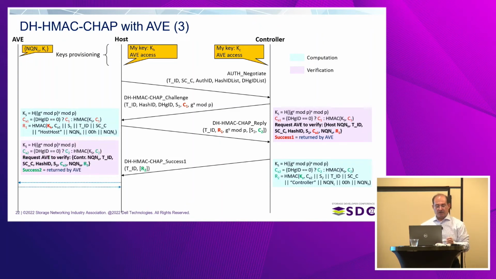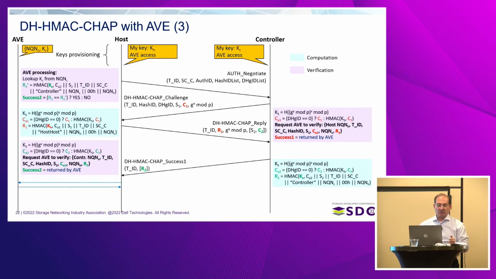Instead, it requests the AV to verify, hey, I'm trying to authenticate controller having NQN and QNC. This is the transaction ID of this transaction. This is the secure channel concatenation. This is the hash we are using. This is the sequence number S2 I sent to him. This is the augmented challenge. This is my NQN, and this is the response R2 that I received. Is this the right response or not?